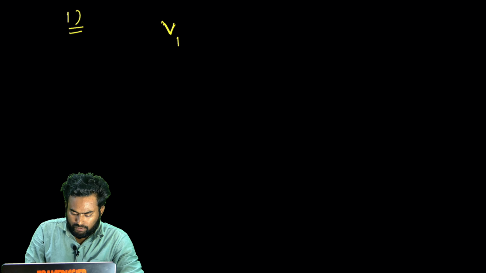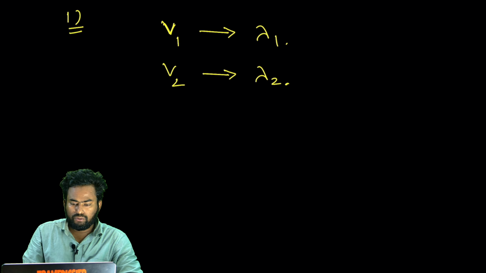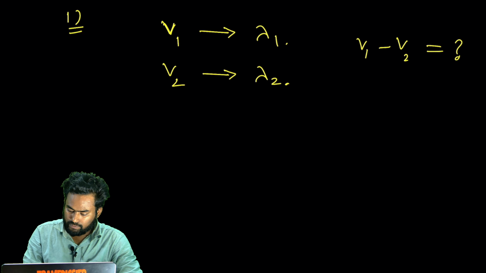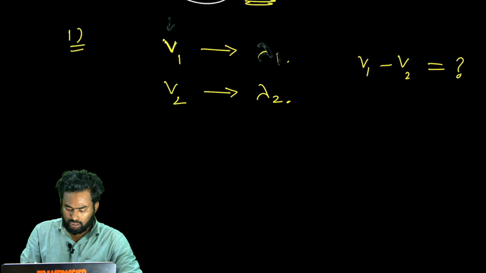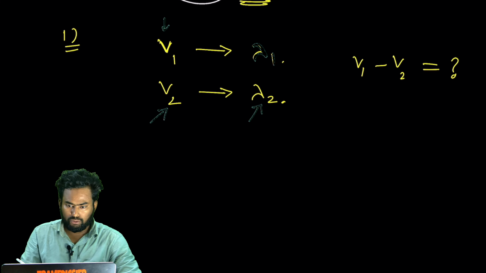Okay, question number 1. It says the stopping potential is V1 for wavelength of light lambda 1, and the stopping potential is V2 when we are using the wavelength lambda 2. So what is the value of V1 minus V2? Question clear. When we use the incident light of wavelength lambda 1, stopping potential is V1. When you use lambda 2, then stopping potential is V2.